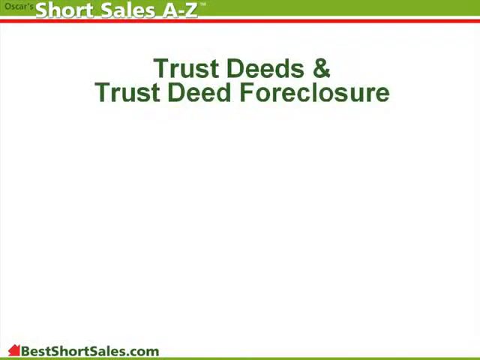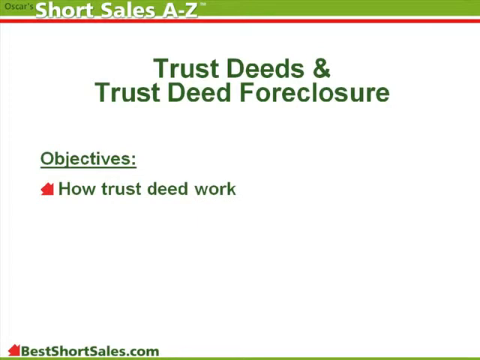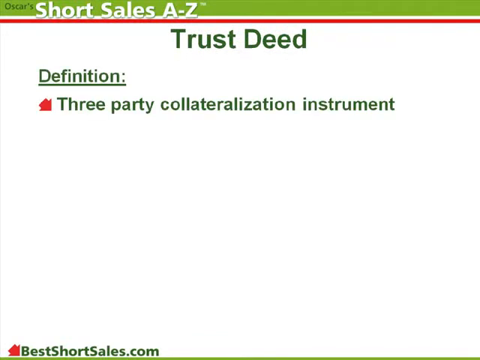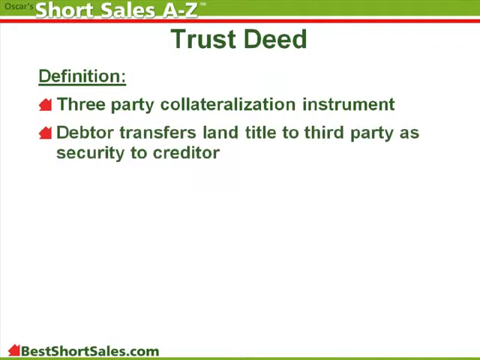Trust deeds and trust deed foreclosure. Objectives. The objectives of this class are to understand how trust deeds work and their foreclosure process. Trust deed. Definition. A trust deed is a three-party collateralization instrument. In this arrangement, the debtor transfers land title to a third party as security for an obligation to a creditor.